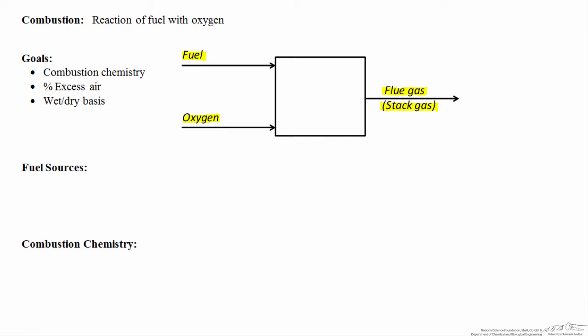The goals for this screencast are to provide an overview of combustion chemistry, looking at a specific example of methane, as well as go over some specific concepts related to combustion, which are the percent excess air and the wet and dry basis. Examples of fuel sources that are used in combustion often include many sources of fossil fuels.